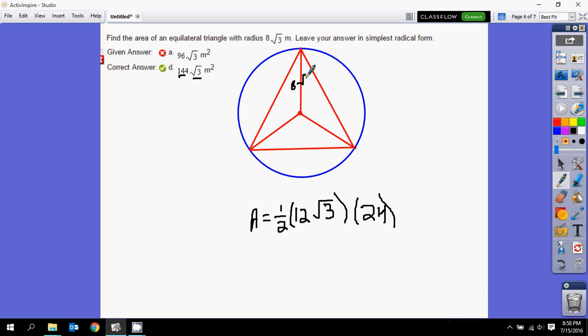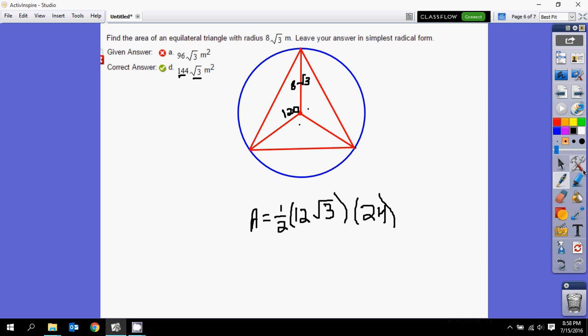Oof. Told you my handwriting's bad. Alright. Now what I'm going to do is, I know that a whole circle around is 360 degrees. Okay? Which means, since now I've split it into 3 parts here, I know each angle here is 120 degrees. But that still doesn't get me to the area of this thing.